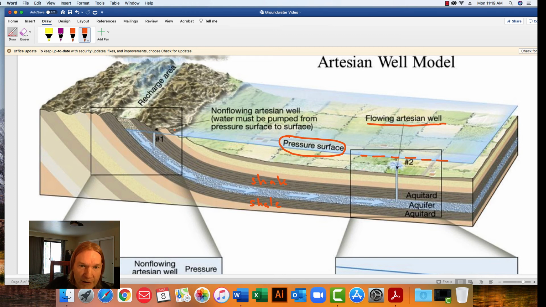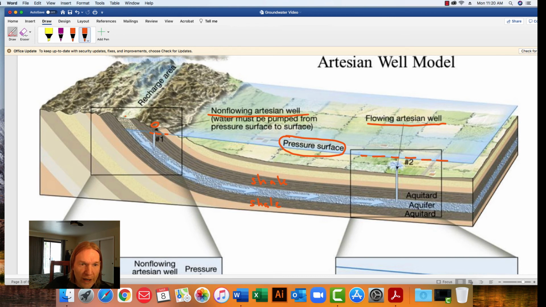Over here, notice that the pressure surface is below the top of the well here. So here's that pressure surface. Water does indeed come up, but not all the way out onto the surface. So this is considered a non-flowing artesian well. Okay?